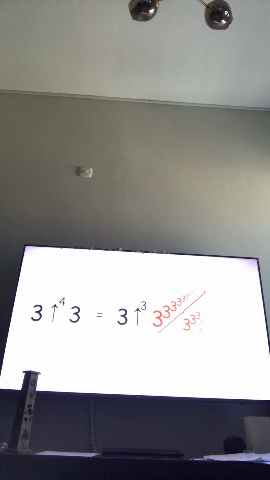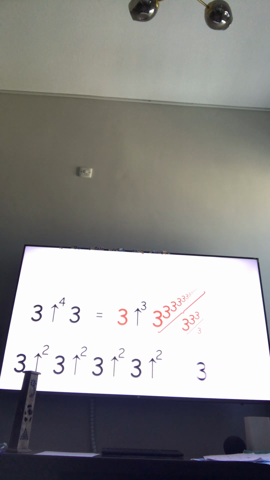And finally, we have 3 4 arrows 3. That's equal to 3 triple arrow 3 triple arrow 3. 3 triple arrow 3, that's 3 to the power 3, 7.6 trillion times.